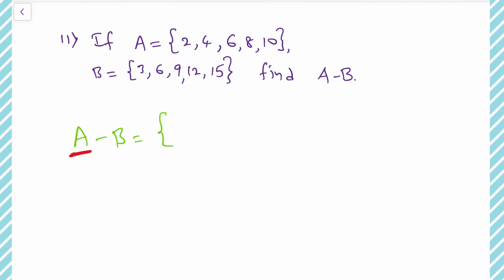So let us check once. In set A, 2 is there, but in set B, that is not there. So no problem. In set A, 4 is there, but in set B, 4 is not there. No problem. Next, coming to the third element. In set A, element 6 is there.